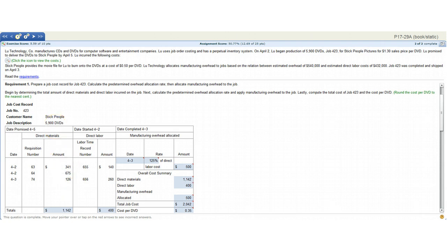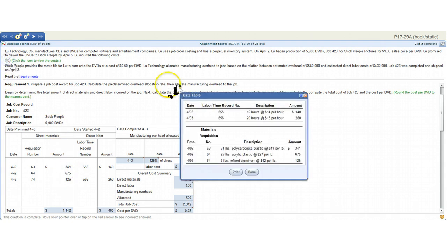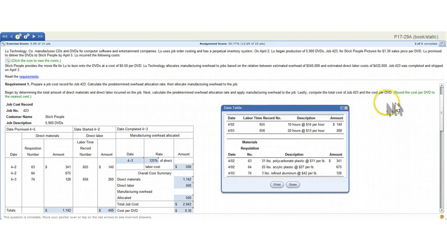There's some information given to us in this problem. Let's go ahead and open up one of these tables. In this case, we don't really need very much of this information, but it does tell us the details. This material requisition tells us when we requisitioned some materials, and you can see those are the same amounts that are there. And then when employees worked on the job, and you can see those are the same amounts there. So you correctly totaled these. This is the total of the DM. Here's the total of the DL.